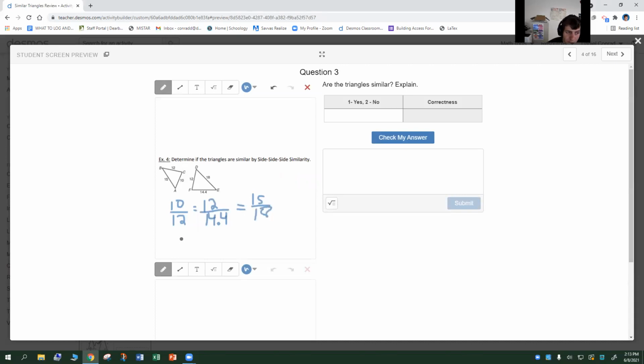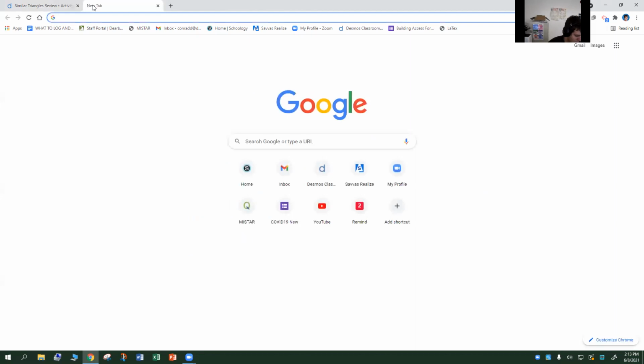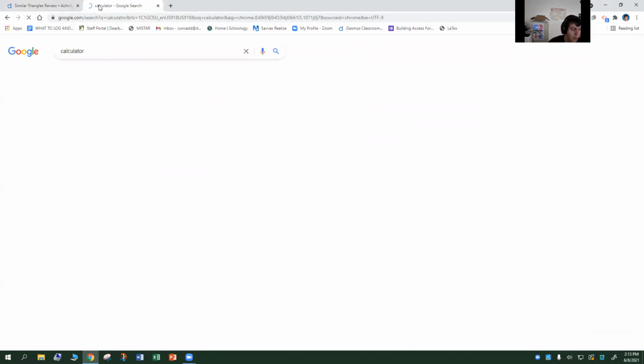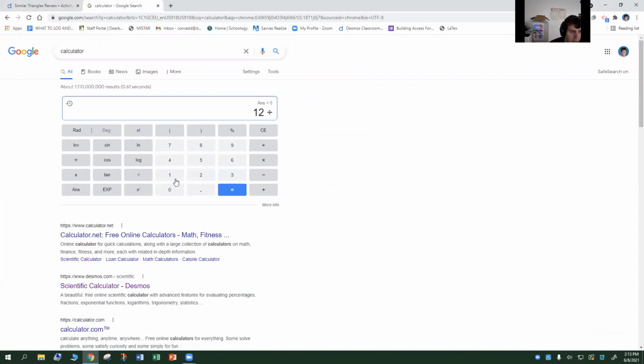Okay, if we reduce these, 10 over 12 is going to give us 5 over 6. 12 divided by 14.4 is going to give us 5 over 6 as well. And then 15 divided by 18 is also going to give us 5 over 6. You can divide the top and the bottom both by 2 here. Here you can divide the top and the bottom both by 3. And then here, we can just double check. 12 divided by 14.4 gives us 5 over 6. Right, 5 over 6.